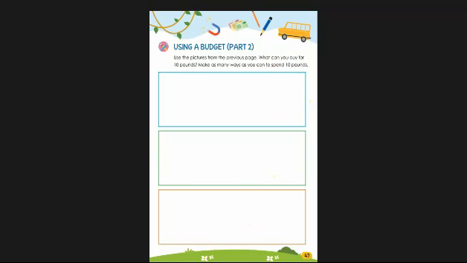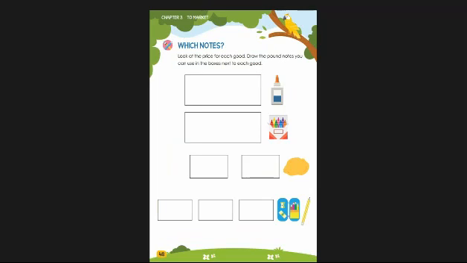Now let's go to the next page. This is page 48. Let's read the title. Which notes? Which notes? Remember when we talked about the money before? We said that we have coins and we have bank notes. Bank notes is the money that's paper.